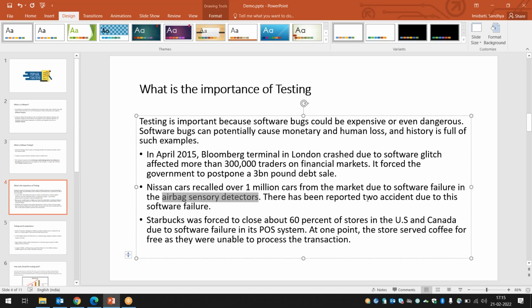So finally, what happened? 2 accidents were reported as a result of the software failure. That is the reason you have to understand that testing is very important. Whether it is the client, the application, the product, or whatever it may be, it has to be tested properly and thoroughly.